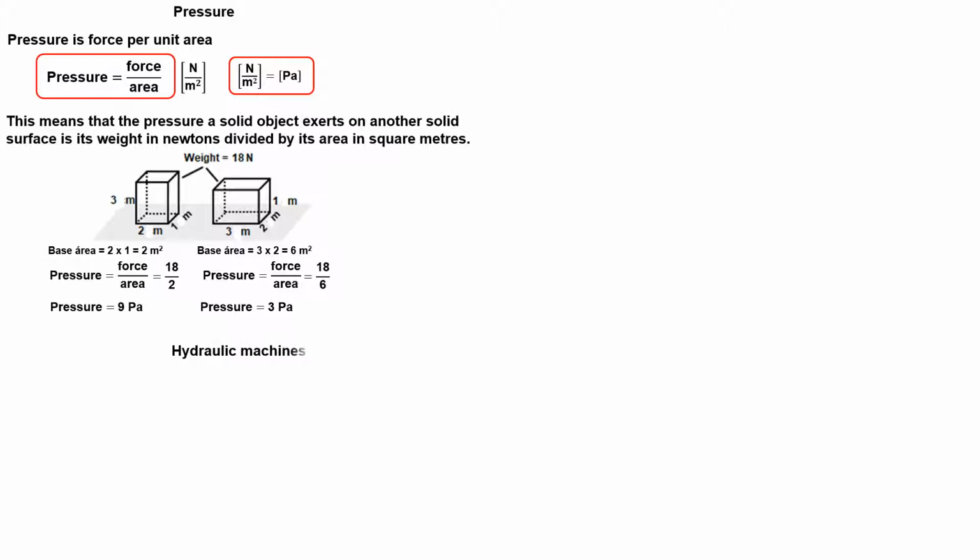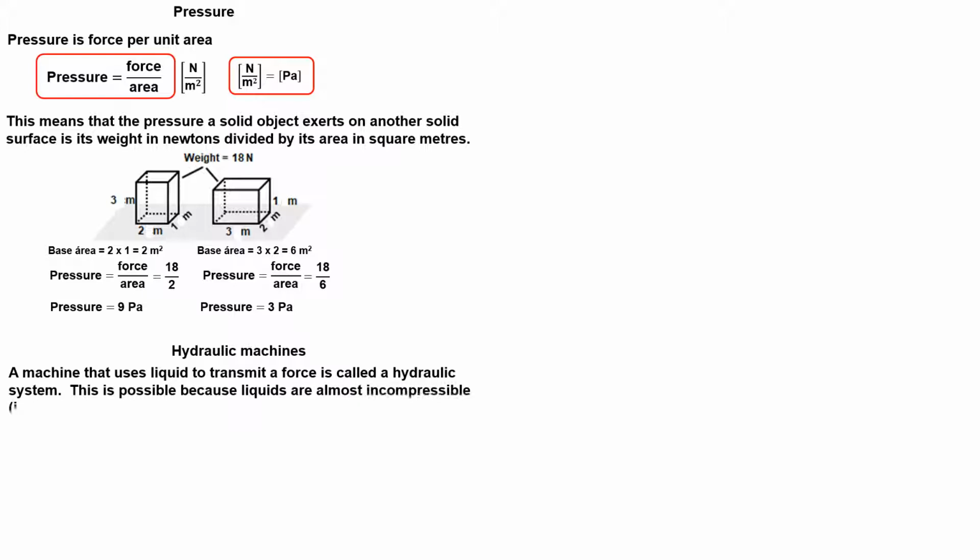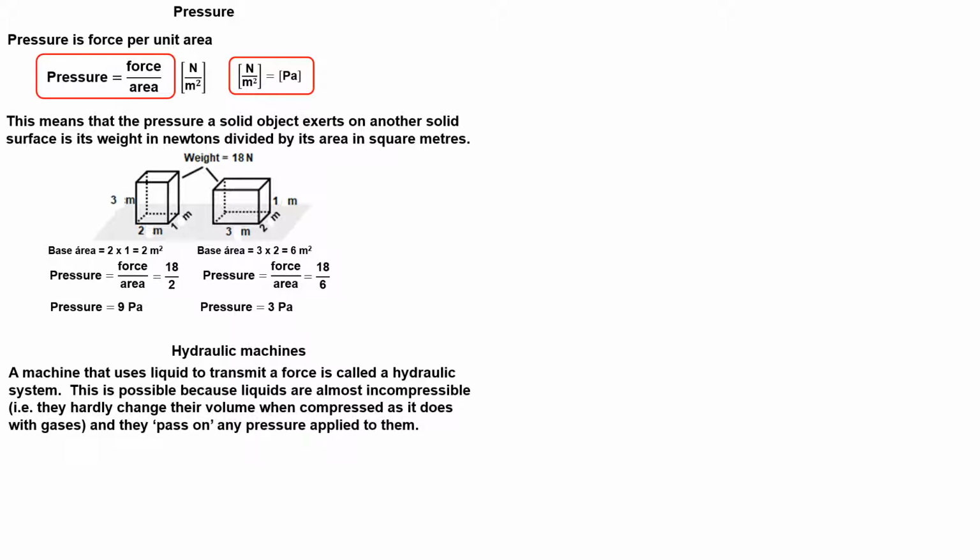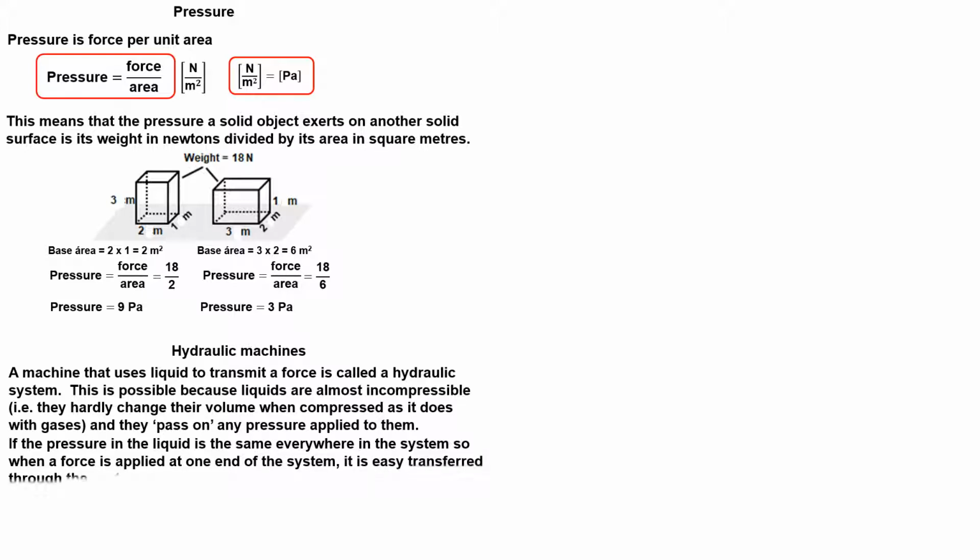Hydraulic machines. A machine that uses liquid to transmit a force is called a hydraulic system. This is possible because liquids are almost incompressible. They hardly change their volume when compressed as it does with gases, and they pass on any pressure applied to them. The pressure in the liquid is the same everywhere in the system, so when a force is applied at one end of the system, it's easily transferred through the system.